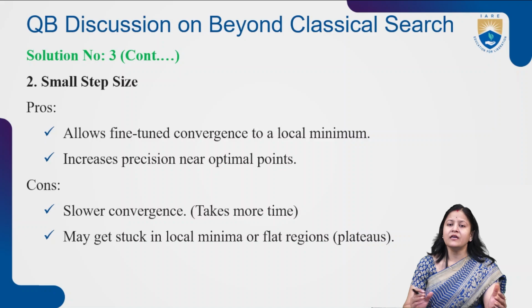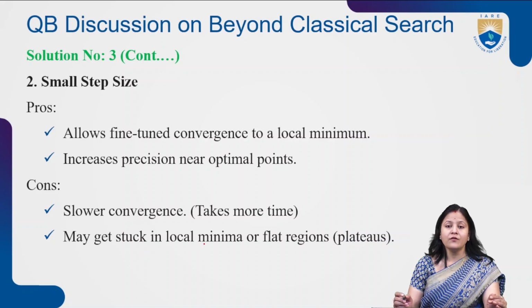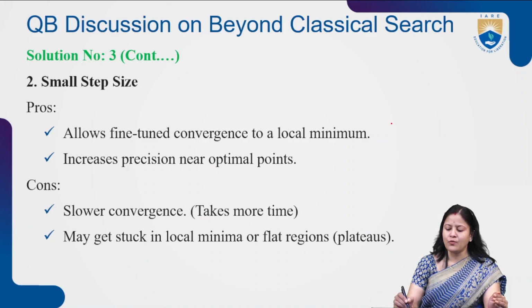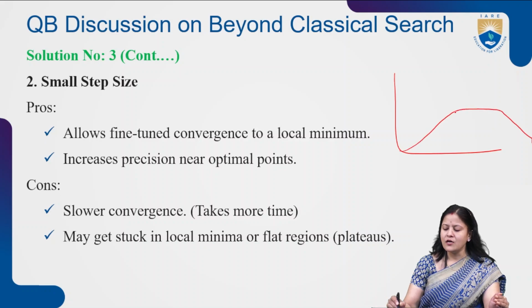Slower convergence means it takes a lot of time to explore the whole search space, and it may get stuck in a local minimum or a flat region, which is called a plateau. Plateau means, for example, the space is like this. This is the flat region, where after reaching here, the agent may stop or get stuck at the local minimum, because for all the flat region, the objective function values are the same. So that region is called a plateau.